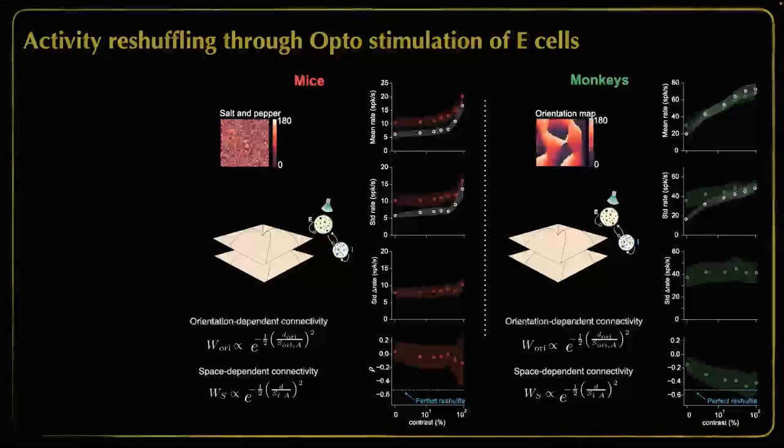So this is the same that I had in my first model. But now I am also going to include the standard deviation of the changes in rate, which is kind of constant. And importantly, this parameter tells us how much reshuffling there is in the network caused by the optogenetic perturbation. Good. So this is what we want to reproduce.